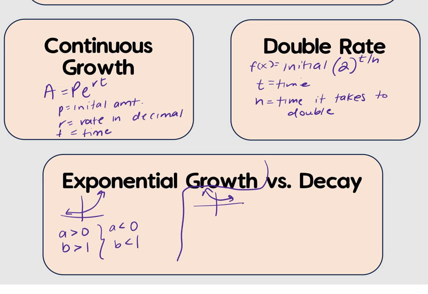This is decay. If it's decay, then A is greater than 0, but B is less than 1. Or A is less than 0 and B is greater than 1. So if you start off with a whole number and your exponent is a fraction, it's going to get smaller, so it's going to fall as it goes. If you start off with a negative number, or something less than 1, with an exponent bigger than 1, then it's going to fall.